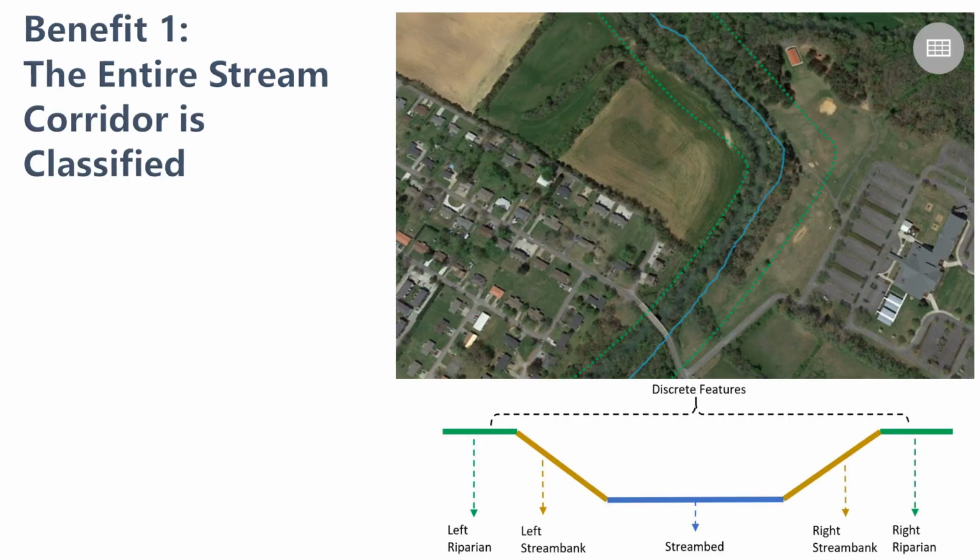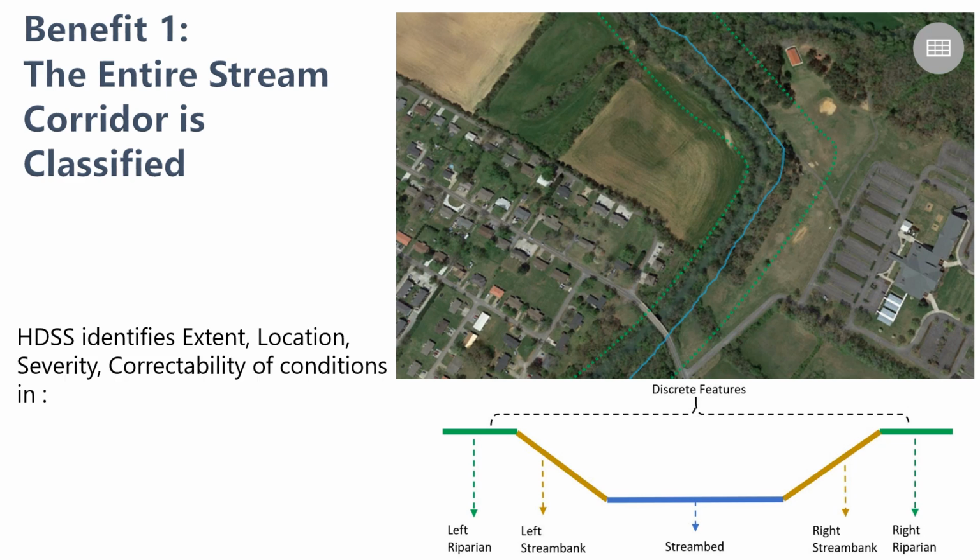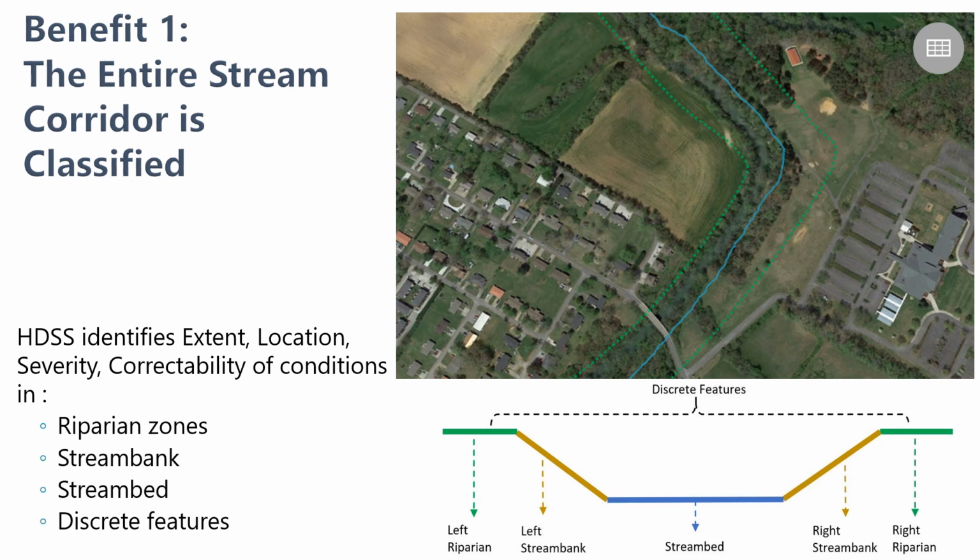HDSS addresses these problems. One key analysis benefit of HDSS is that it will identify the extent, location, severity, and correctability of conditions throughout the left and right riparian zones, the left and right stream banks, and stream bed, as well as discrete features documented within the stream corridor. Discrete features include things like outfalls, exposed pipes, road crossings, and fish barriers.